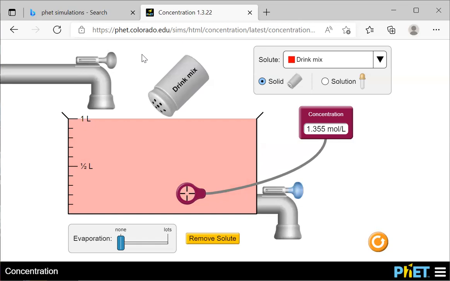So you can observe right now that at 1 liter, with the amount of drink mix that I already added to my container, the concentration is 1.355. Now, when I evaporate the solvent, meaning that I'm going to take that water from liquid form to gas form, and remember that this is done by increasing the temperature, I'm going to now evaporate some of that solvent all the way to half. Let's see what happens to the concentration.